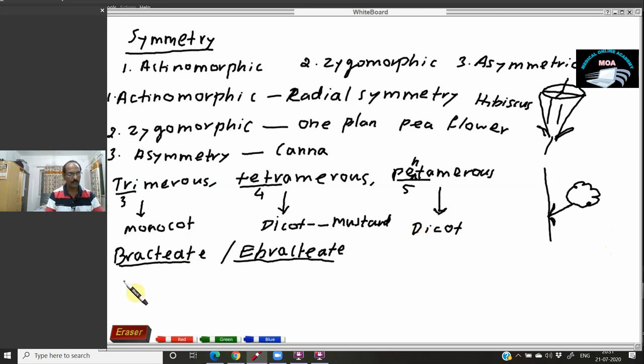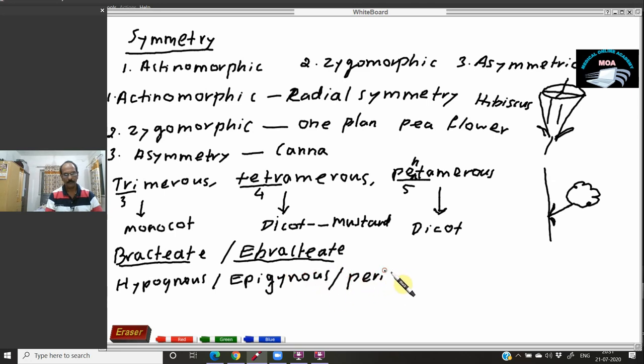Okay, so another set of technical terms is hypogynous, epigynous, and perigynous. So what is the word meaning of epigynous and perigynous? All these are technical terms. We are now just studying this; the different parts of the flowers we can study in detail later. So let us take the word meaning of hypogynous, epigynous, and perigynous.